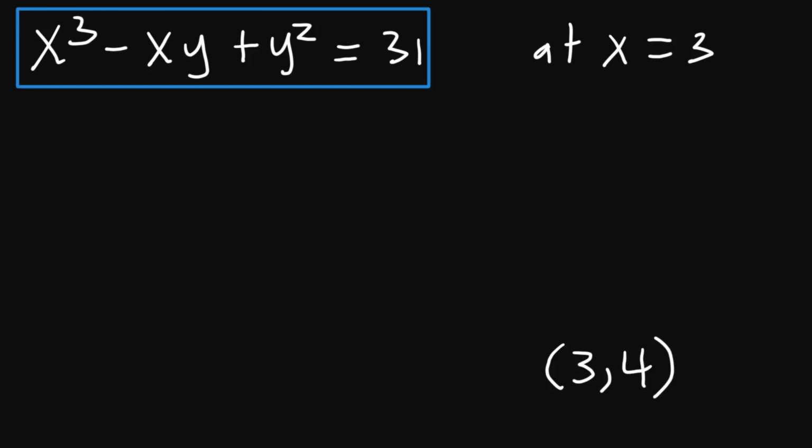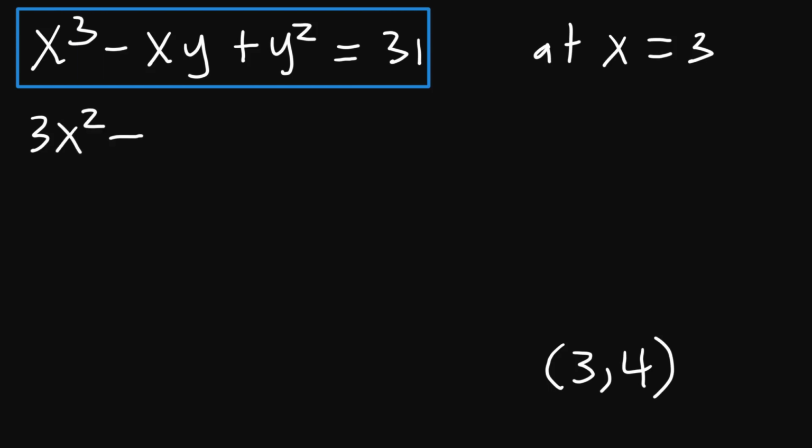Now let's see how we can find the slope. Once again, we need to find the first derivative of our function. We shall differentiate this function using implicit differentiation. The derivative of x to the power of 3 will be 3x to the power of 2, and then minus.